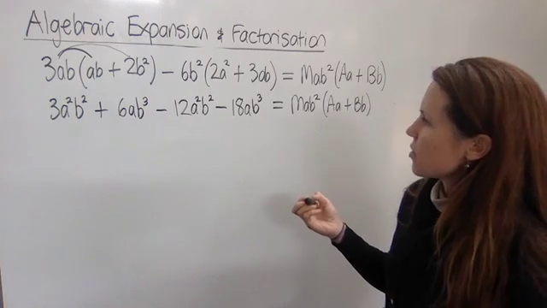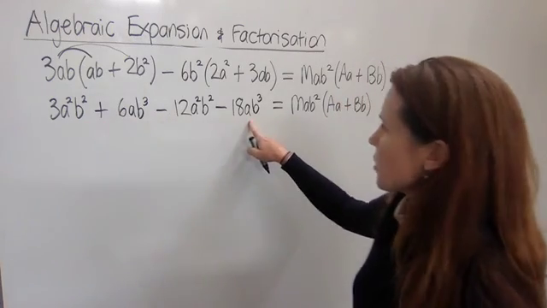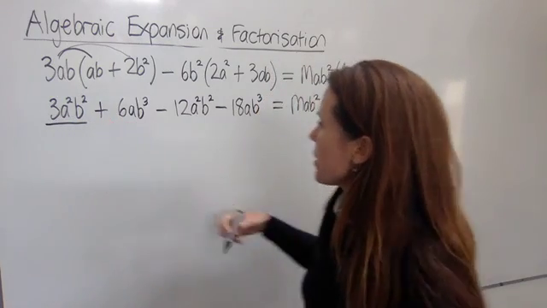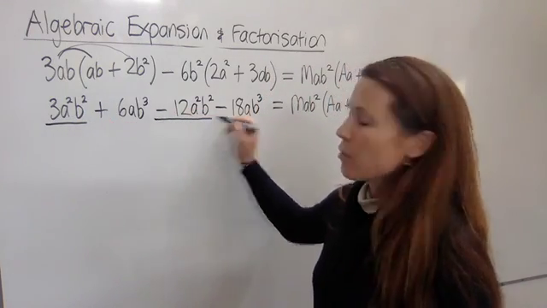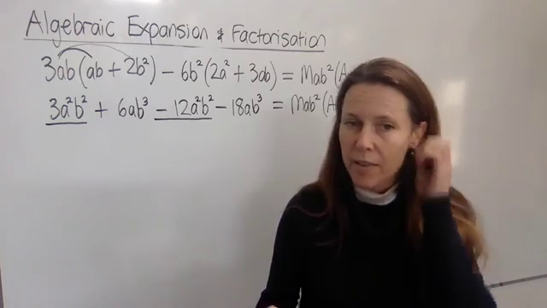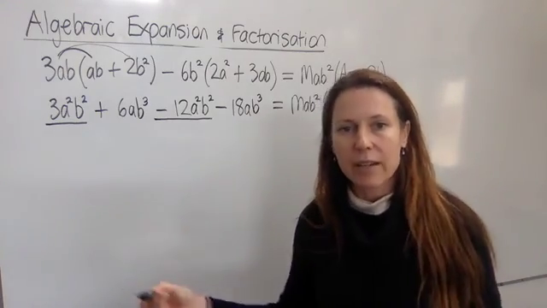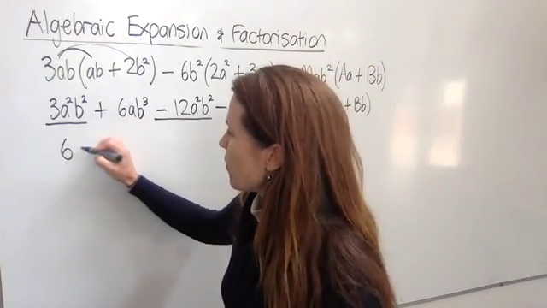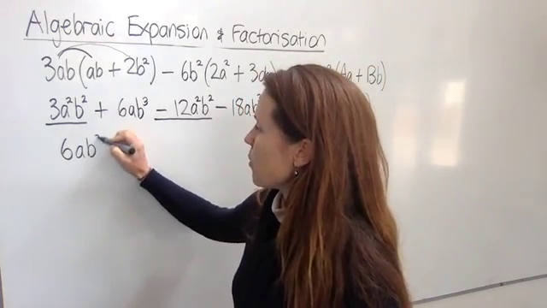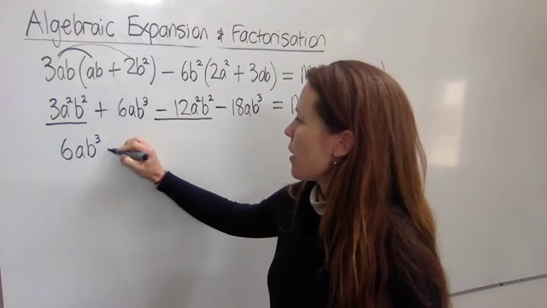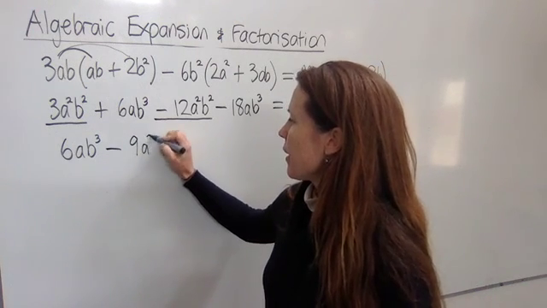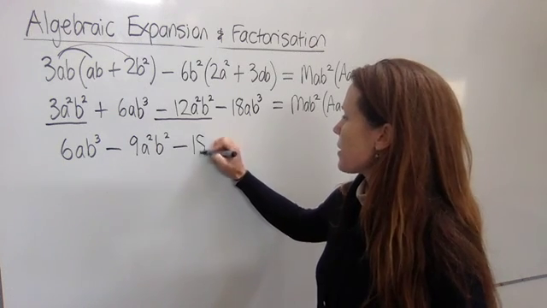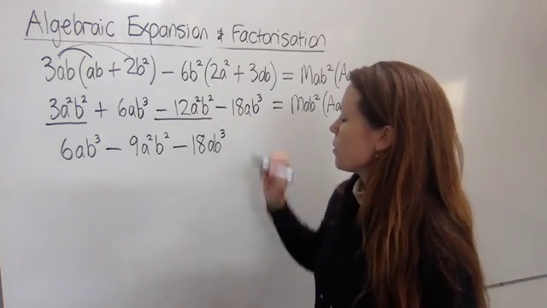Alright, next thing is to check whether any of these are like terms and you can gather them up. I can see here that I've got 3a squared b squared minus 12a squared b squared. So I can gather those up and say that I've got minus 9a squared b squared. So I'll start by just putting the first term I have down. I'll start with this one because it's a nice positive one. Then I can put my minus 9a squared b squared and subtract my minus 18ab cubed.